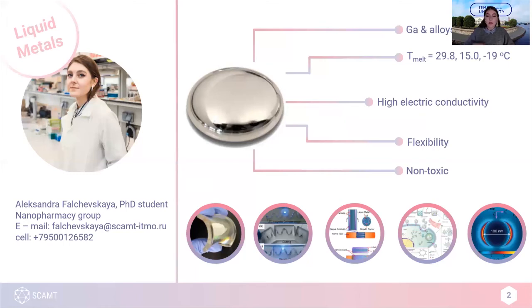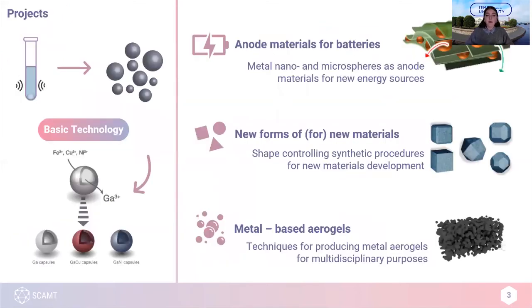Last year we developed a unique methodology of producing liquid metal nanoparticles, and from these liquid metal nanoparticles we can produce hollow multimetallic capsules that can be applied in every field of science. This is the basic technology we developed, and it leads to a lot of new projects. The first one is anode materials for batteries.